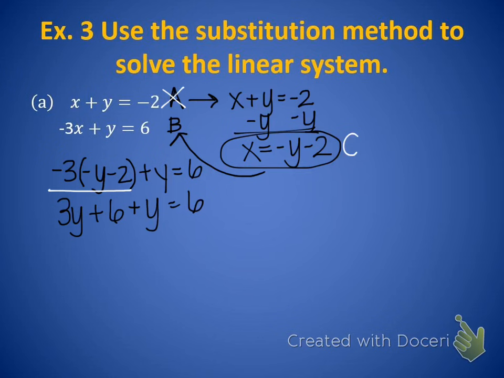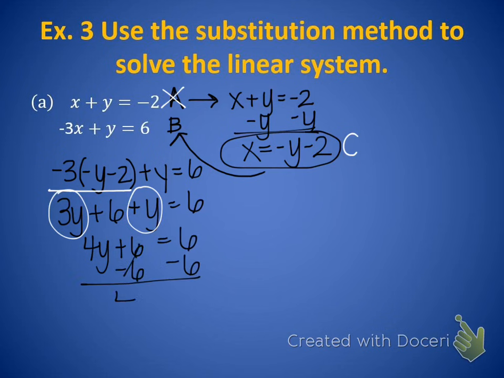I quickly see my like terms of 3y and y. And so 3y plus y is 4y plus 6, and it equals 6. I'm supposed to add or subtract, so I'm going to subtract 6 from both sides, and 4y equals 0. I divide both sides by 4, and y equals 0. Now, step 4 says to solve the equation for the variable, and that's exactly what I did. I solved my equation for y.